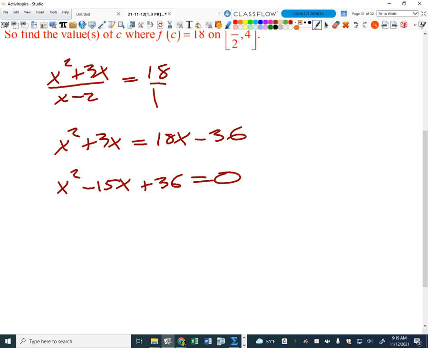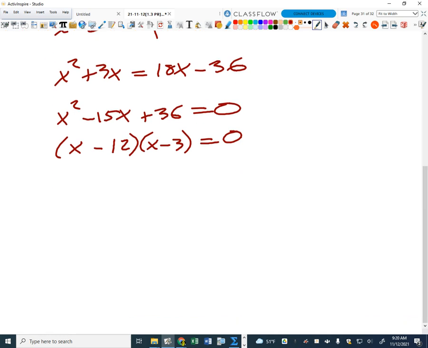All right, so can we find magic numbers that multiply to positive 36 and add to negative 15? We can, good. So what are they? X minus 12 and x minus 3, very good. Okay, so then we end up with the solutions, x equals 12 or x equals 3, correct? No.